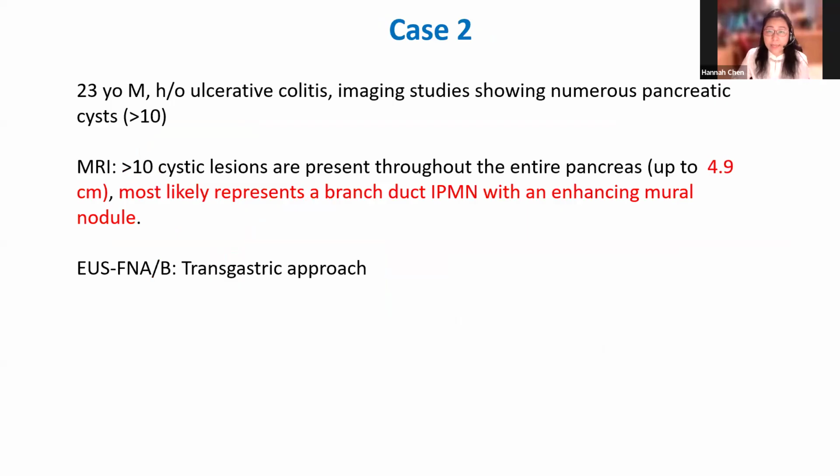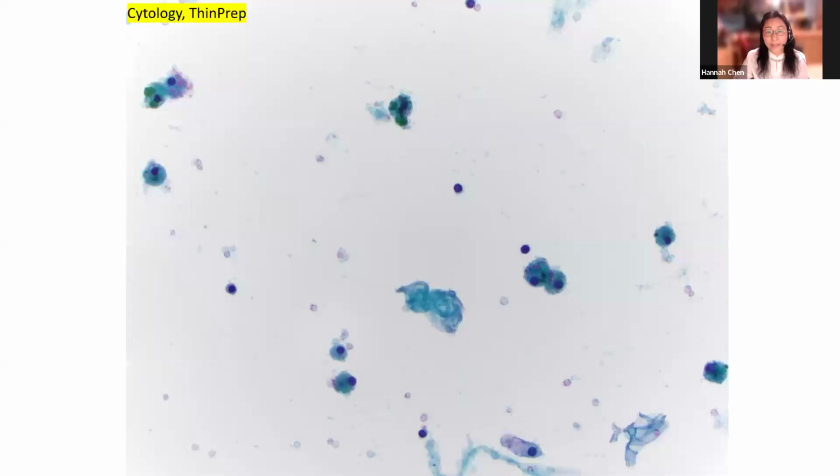So let's move to case 2, 23 years old male, history of ulcerative colitis, image study showing numerous pancreatic cysts. MRI confirms more than 10 cystic lesions are present throughout the entire pancreas. The biggest one, 4.9 centimeter. MRI suggests IPMN, branch duct IPMN with enhancing mural nodule. FNA and FNB using transgastric approach was performed. This shows the largest cyst, 4.9 centimeter.